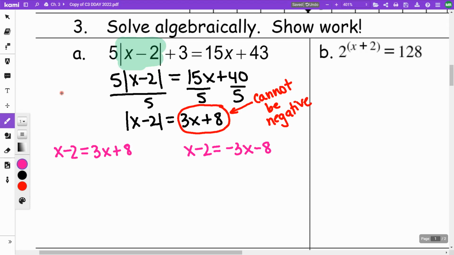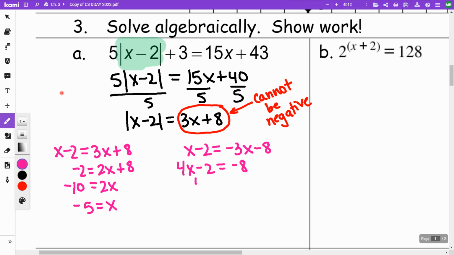I'm going to solve. I'm going to minus x from both sides, and I get negative 2 equals 2x plus 8. I'm going to minus 8 from both sides, so I get negative 10 is equal to 2x, and I get negative 5 is equal to x. My other answer, I'm going to add 3x to both sides. I get 4x. I'm going to add 2 to both sides, and when I add 2, I get negative 6. I'm going to divide and I get negative 6 over 4, or negative 3 halves, or negative 1.5.